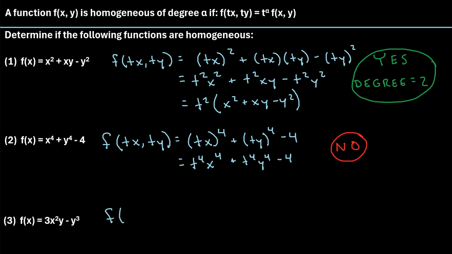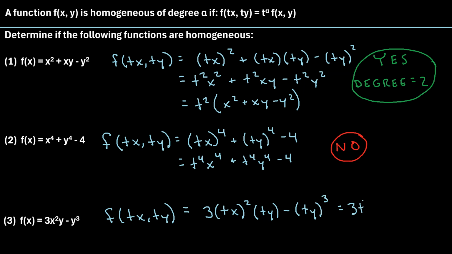So we'll start by rewriting it as f of tx comma ty. So here's what we get. Wherever we see an x, we'll write tx. So here's what we get: 3 times, instead of x squared, we'll write tx squared, times y. Instead of y, we're going to write ty, and then minus ty cubed. So if we expand this out, we'll get 3 times t squared x squared, and then we'll have times ty, so ty, and then minus t cubed y cubed.